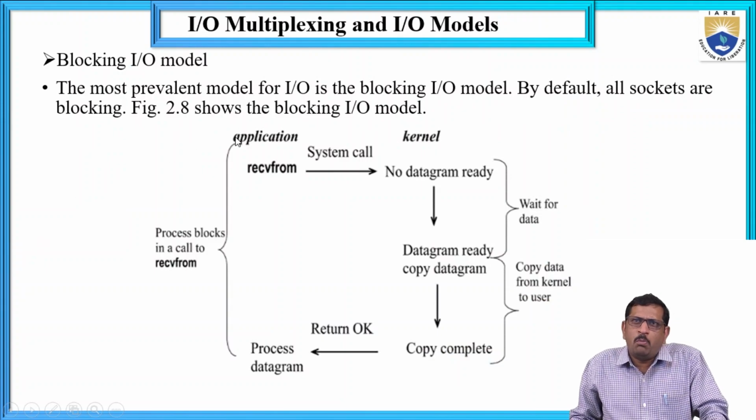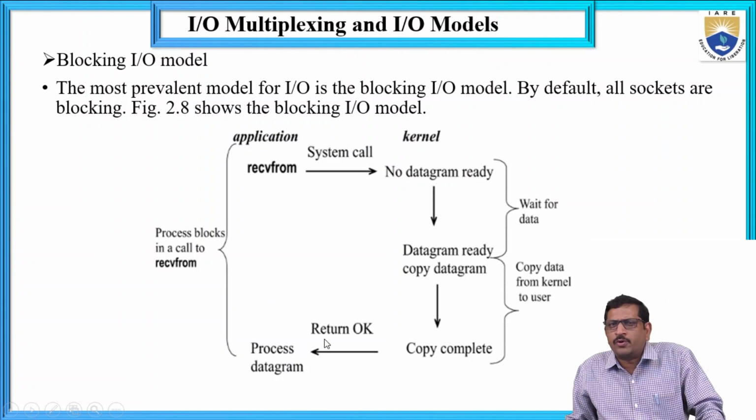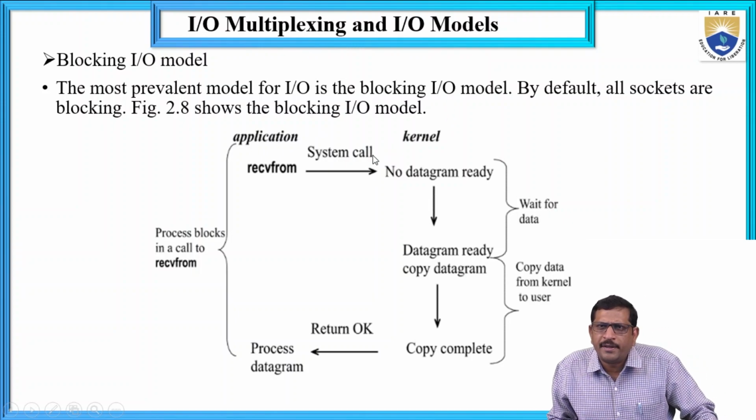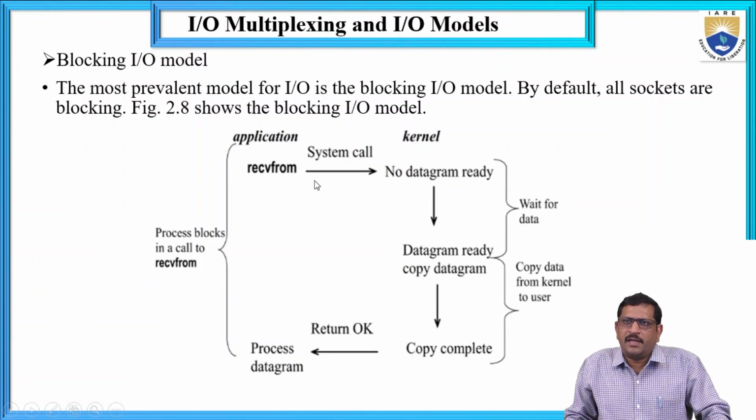First, in the IO model, input output model, is the blocking input output model. The most prevalent model for input output is the blocking input output model. By default, all sockets are blocking. In this figure, you can see the blocking input output model. Here the process blocks in a call to receive from, that is, the application makes a receive system call to the kernel of the Unix operating system, which is receiving the signals.